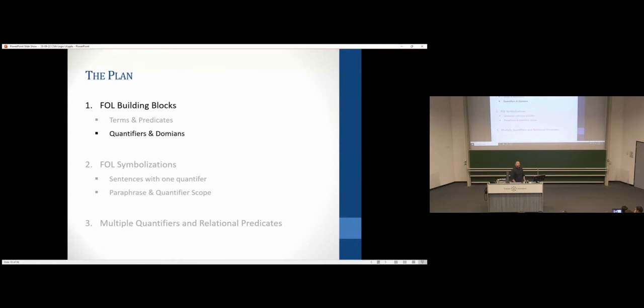So let's talk about quantifiers. Oh, wow. I like how I totally misspelled the word domains. So let's just pretend that that's spelled right. Domains. That's a fruit, isn't it? No.